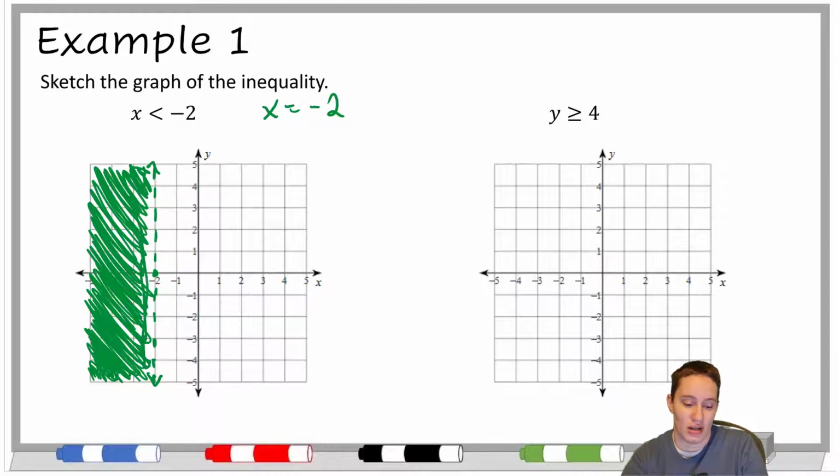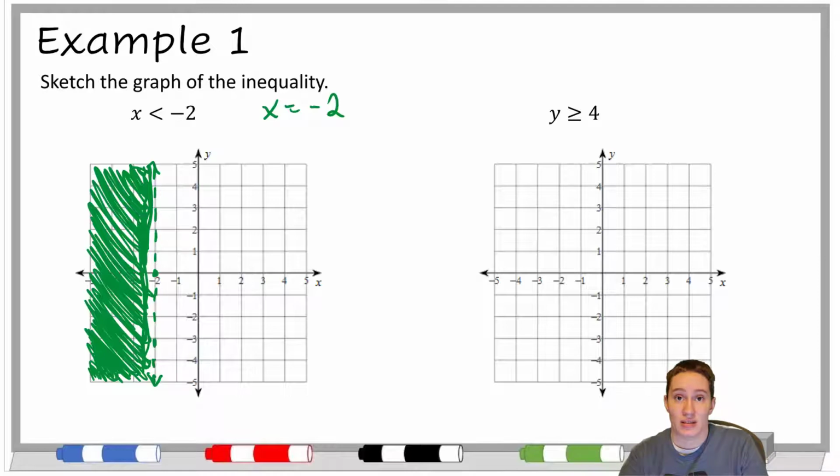Now, be careful here as you're shading that as you get close to your dotted line, don't accidentally make your dotted line look filled in or like a normal line. That can happen. Don't do that. But here's our answer. We were asked to sketch x is less than -2. We've got a vertical line at -2. It's dashed to show it's not equal to, and we've shaded to the left because we wanted all of the points where our x value is less than -2.